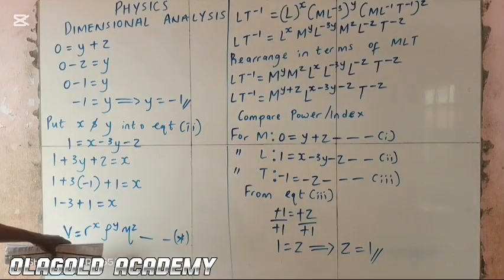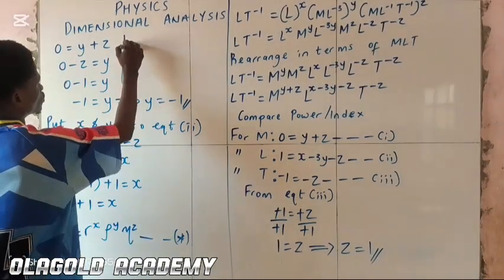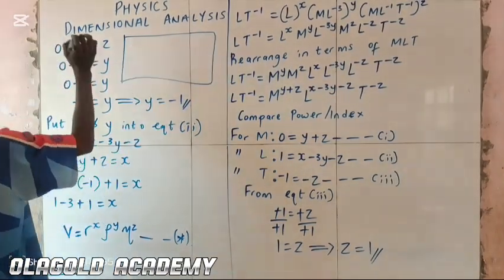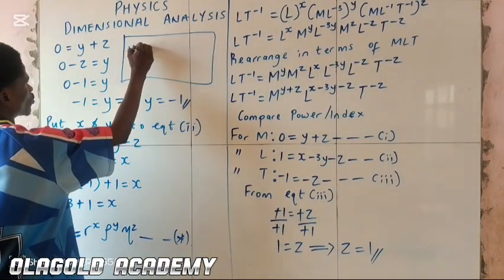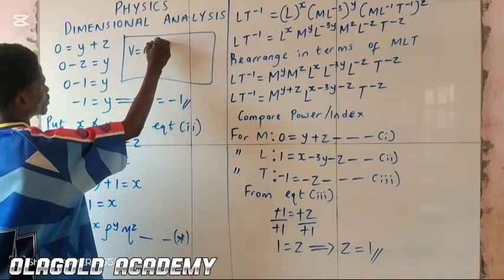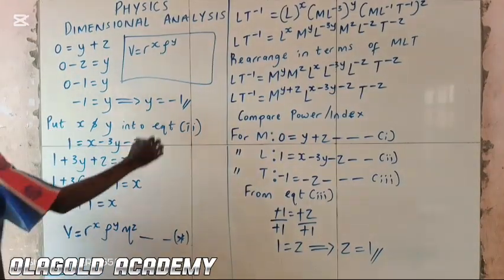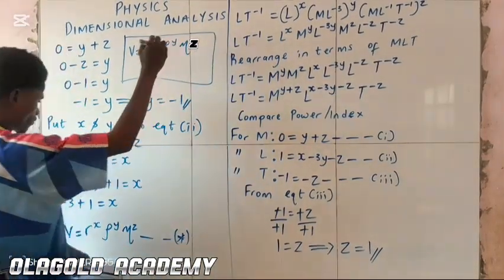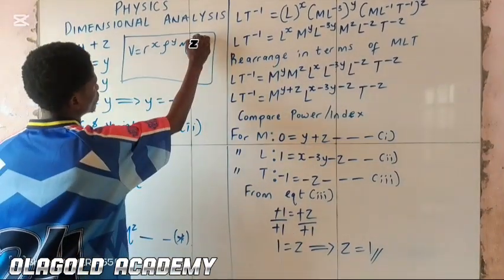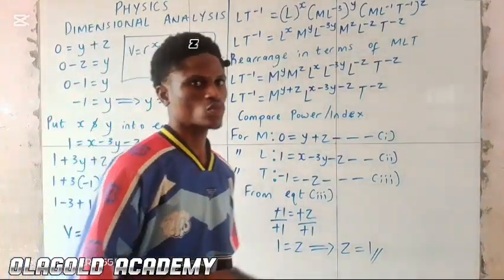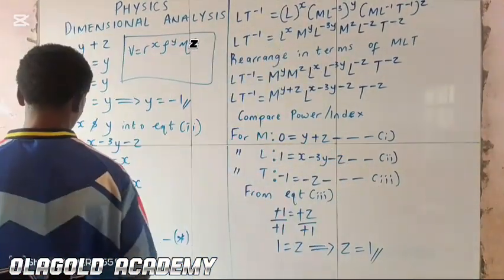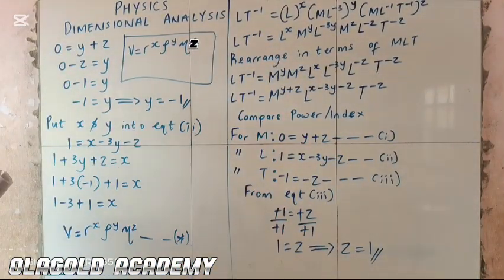Let's not forget our equation asterisk because we need it. So our equation asterisk, let's put inside brackets, inside a box. We have v equals r raised to power x, rho raised to power y, and we are having eta raised to power of z here. So we have this here. Alright. Let's take this one off.